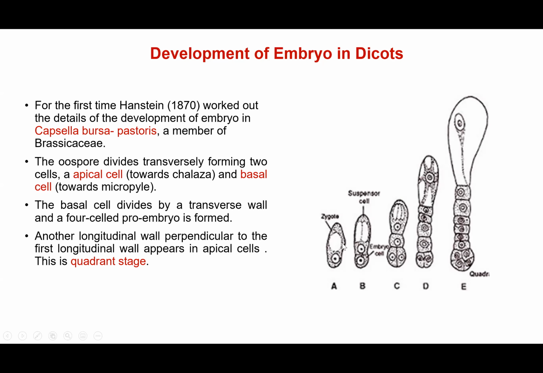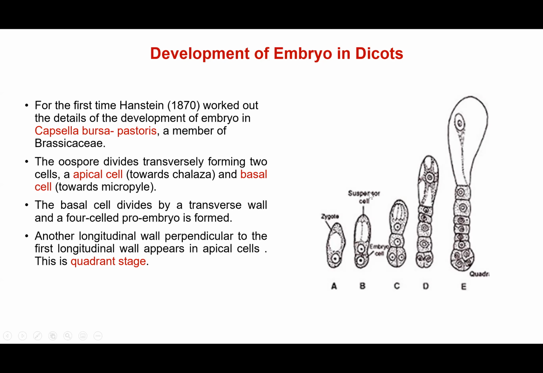As you can see in the figure, the zygote is formed after the fusion of the egg cell and one of the male gametes, or the sperm cell. Both of them are haploid in nature. They fuse to form a diploid zygote, right? This zygote, or the oospore, divides transversely forming two cells. One is known as the apical cell, which is towards the chalaza, and one is known as the basal cell, which is towards the micropyle.